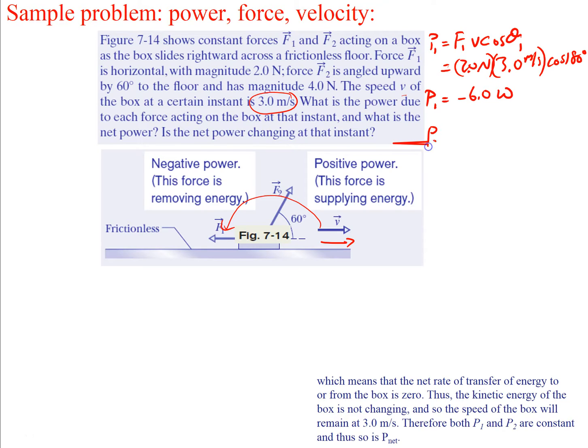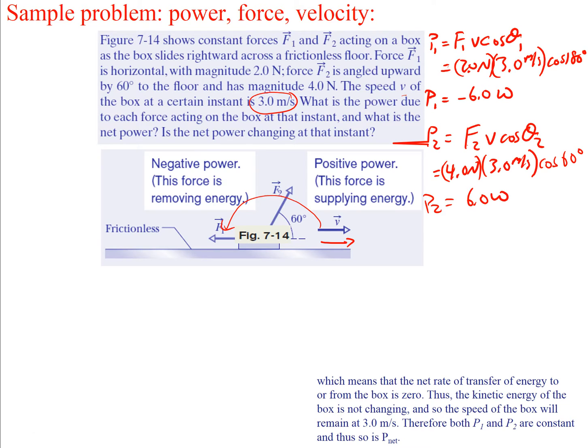Our power 2, due to the second force, is just going to be F2 times the velocity times the cosine of theta 2. So our force is 4.0 newtons times the velocity, 3.0 meters a second, times the cosine of 60 degrees in this case, because the velocity is to the right, force 2 is up and to the right, and there is an angle of 60 degrees between them. So we find that P2 is going to be 6.0 watts. Those are each of our powers due to each of the forces.